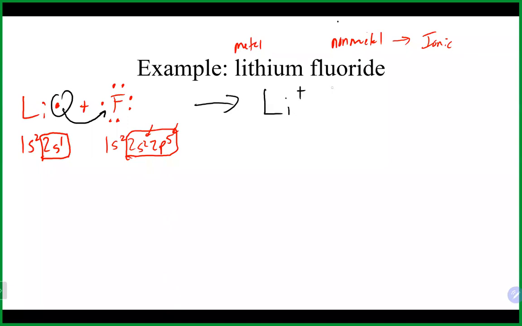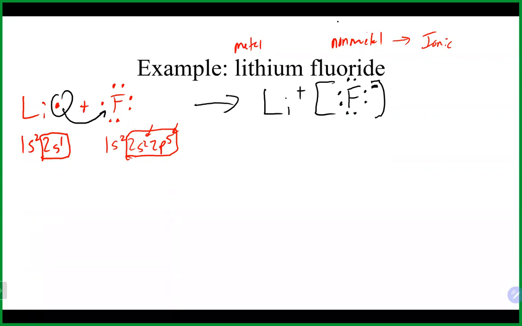The fluorine will now become fluoride because it just picked up that electron. Right about there. And we'll have a negative 1 charge. And it is that positive and negative charge that is holding those guys together. There's absolutely no sharing of electrons here. So this is an ionic compound.